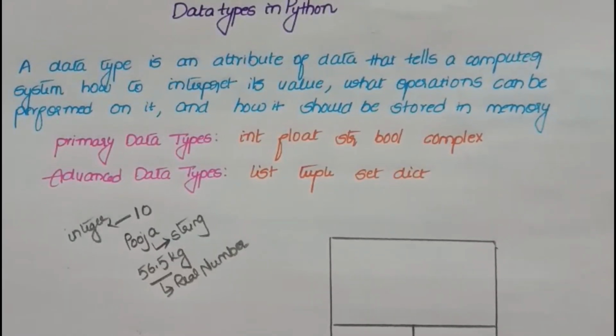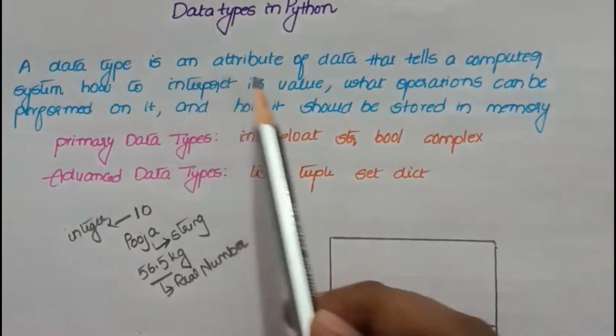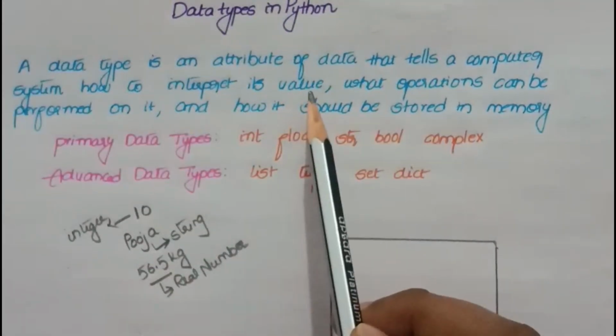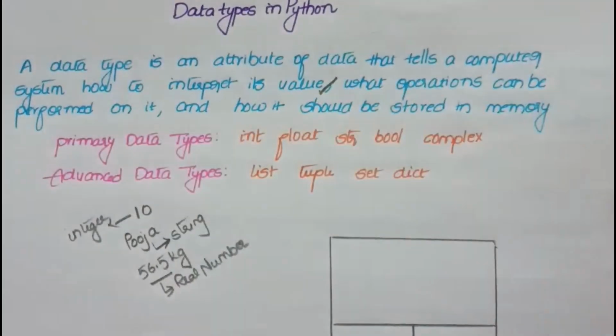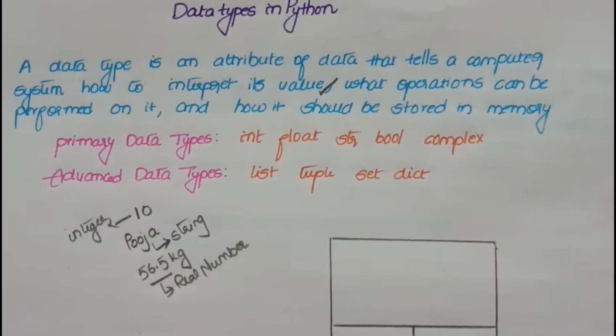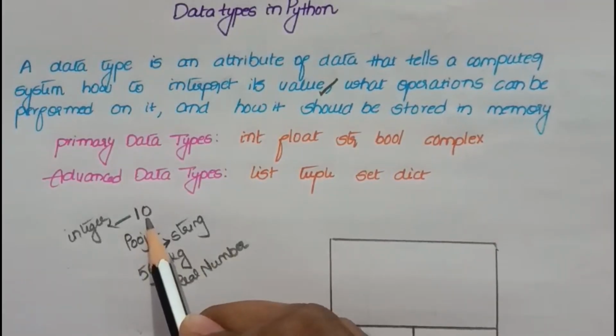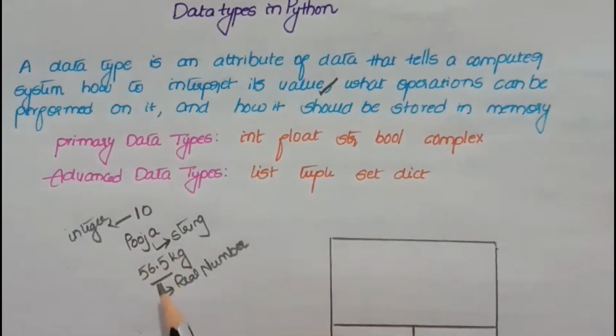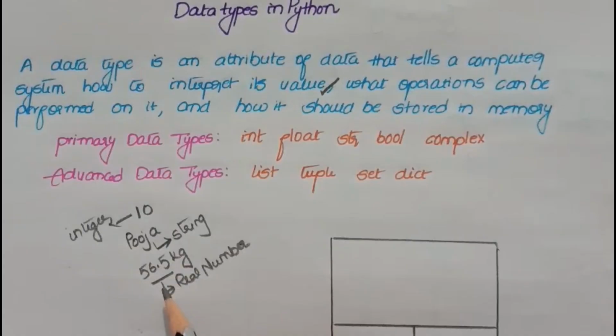Let's see the formal definition of data type. A data type is an attribute of data that tells a computer system how to interpret its value. This is the first use case of data type. It tells a computer how to interpret it. If you're writing 10, please interpret it as an integer. If you're writing a sequence of characters, you're telling the computer to interpret it as a string. If you're storing a decimal value, you are informing the computer to interpret it as a real number.